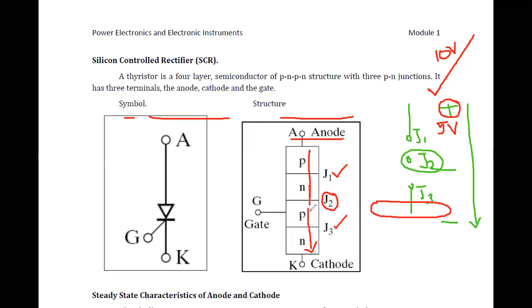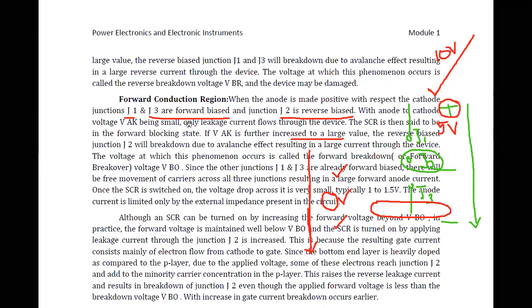to flow like this. So when this is happening, only when you are increasing your leakage current, that is reverse leakage current. Once you increase the voltage, then the amount of current flowing from the anode to cathode will flow from all the three junctions, that is J1, J2 and J3. Okay, J1, J2 and J3. So this is how your SCR will work under the forward conduction region.